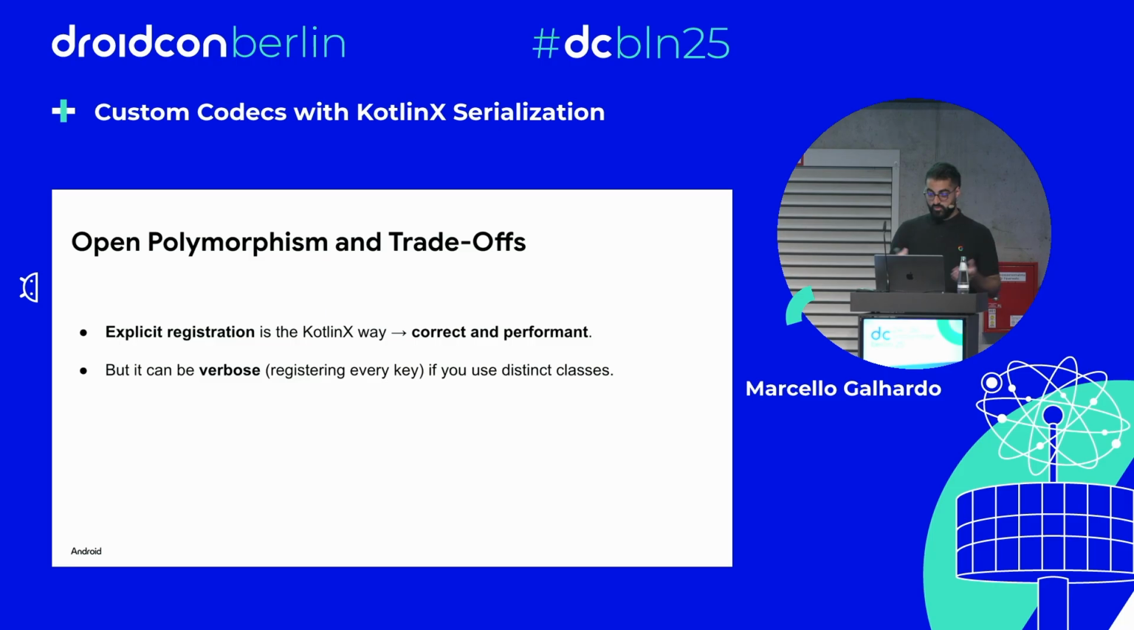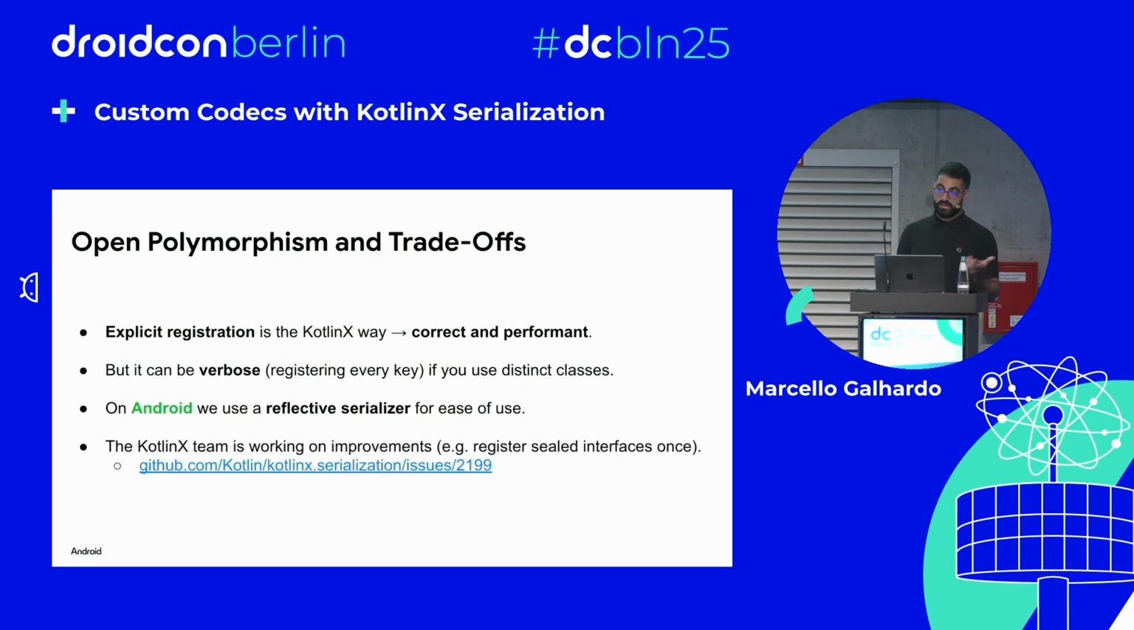But in situations like that, where you have keys that might be disjoint and be everywhere, yeah, it can get verbose. And it can also lead to runtime exceptions if you forget to register specific subclasses. That's why we built the reflective serializer for Android. It's a trade-off for easier setup for the simpler case, but it doesn't replace the serialized module.